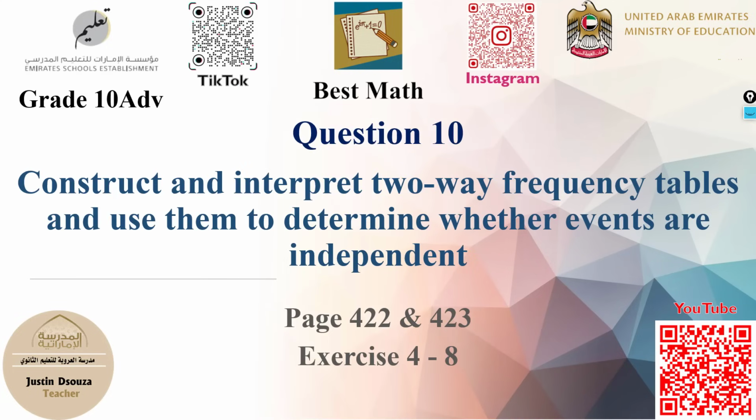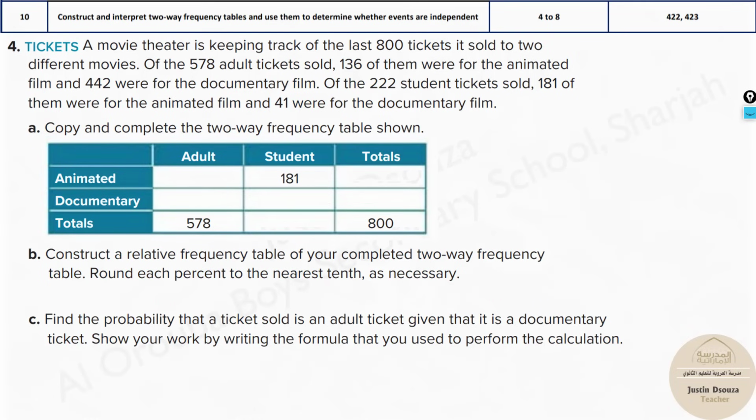In this video, we will learn how to construct and interpret two-way frequency tables. It's about movie tickets. A movie theater is keeping track of the last 800 tickets it sold to two different movies. Of the 578 adult tickets sold, 136 of them were for the animated film and 442 were for the documentary film. This much data is for the adult tickets. Of the 222 student tickets sold, 181 of them were for the animated film and 41 were for the documentary film. Copy and complete a two-way frequency table as shown.